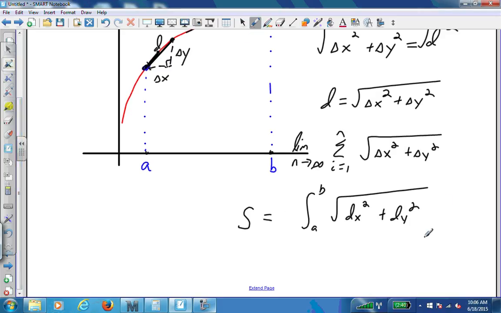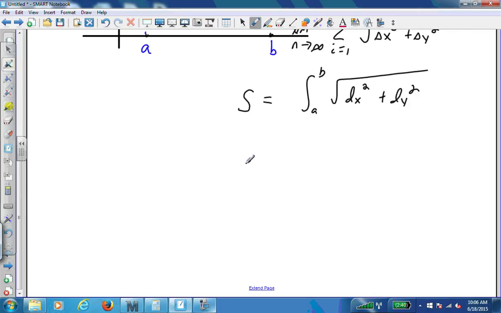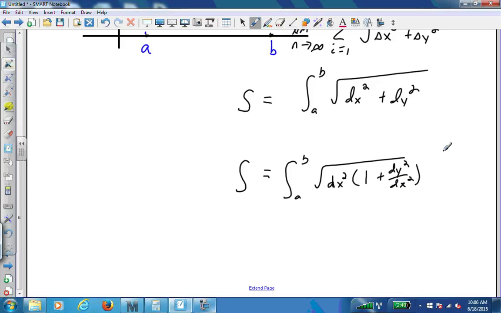it's that integral. Now let's do a little bit of work with this, because getting dx and dy is not exactly the way we want to handle that. So inside that square root, let's factor out a dx squared. If we factor out a dx squared, it goes into that one time, and dx squared goes into that dy squared, dy over dx squared times.